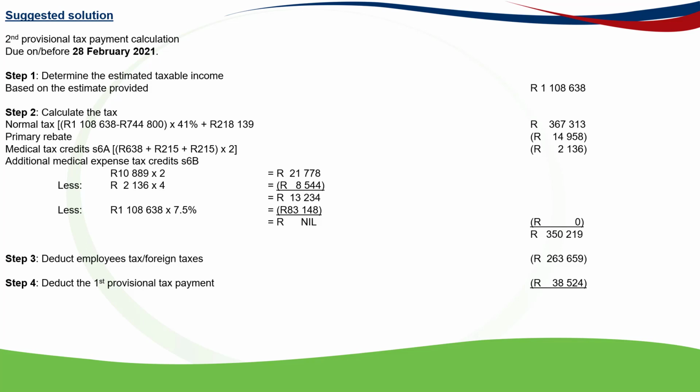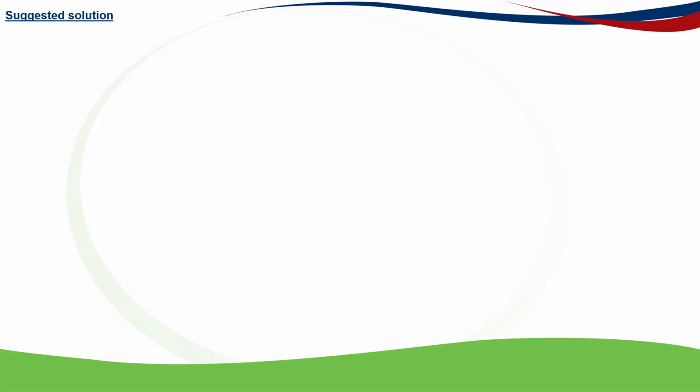According to our calculation, that was the 38,524 to get to our final second provisional tax payment that needs to be made of 48,036 rands. Lastly, the third provisional tax payment will need to be paid on or before the 30th of September 2021 and will be determined using the following steps.